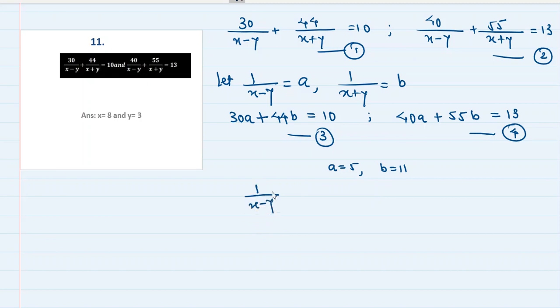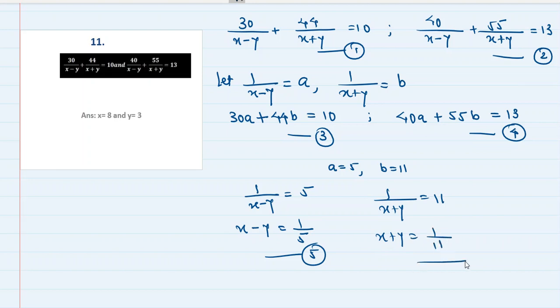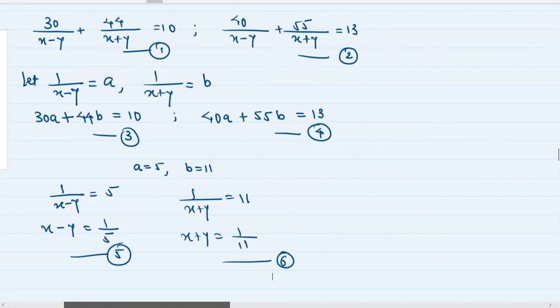1 upon x minus y was a. Now a is 5, so 1 upon x minus y is 5. So x minus y is equal to 1 upon 5. Okay, so this is your equation number 5. And 1 upon x plus y is equal to b. And b is 11. So 1 upon x plus y is equal to 11. So that means x plus y is equal to 1 upon 11. This is equation number 6. Now we have to solve equation number 5 and 6 and get the value of x and y further.